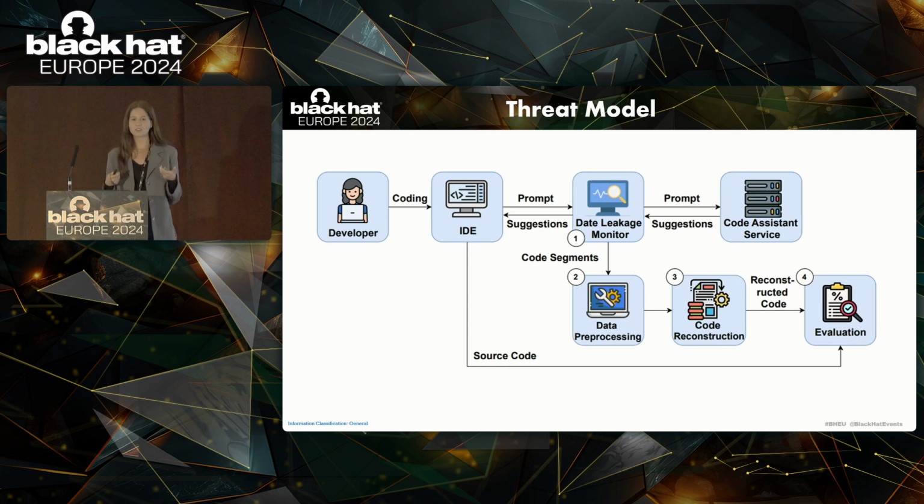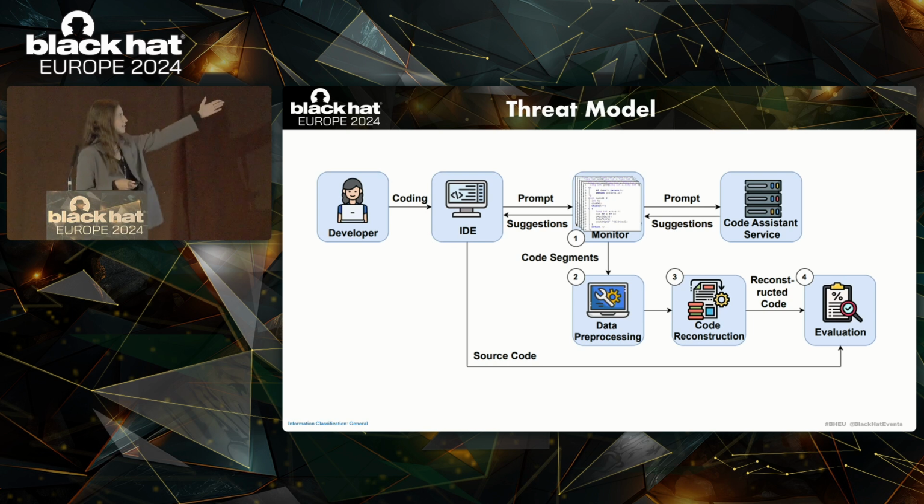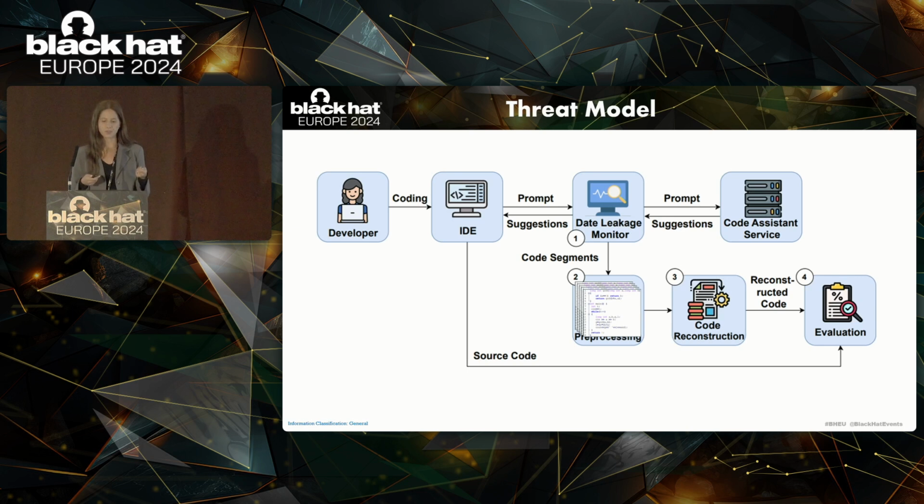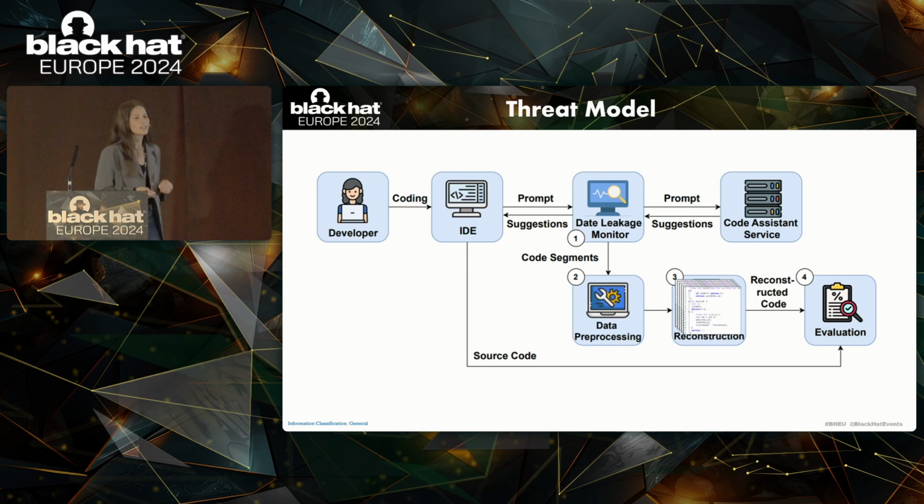quantify and assess how much of the code base might be leaked, we created a system to analyze the potential leakage. So first, we placed a proxy to capture the user prompts that are sent from the IDE to the AI code assistant. This is done in the data leakage monitor. Then, the source code will be moved to the data pre-processing step, where the captured prompts are reorganized into smaller segments, and then the source code will be sent to the code reconstruction component, where we use an LLM to rebuild the original code from those segments.